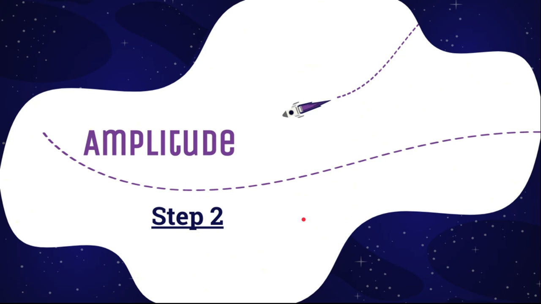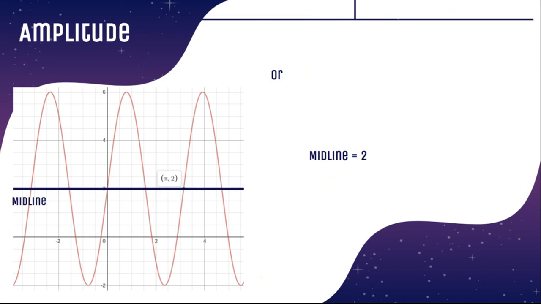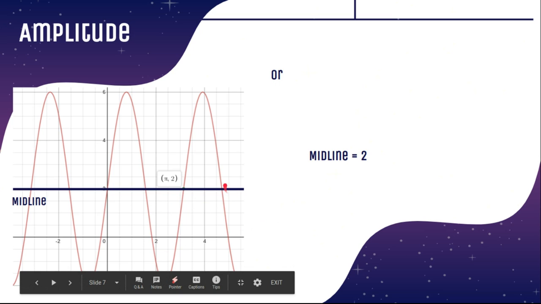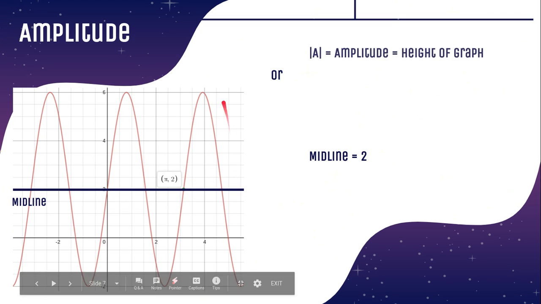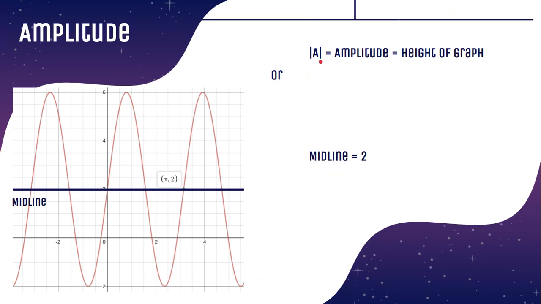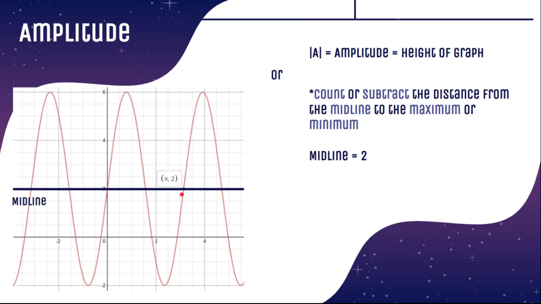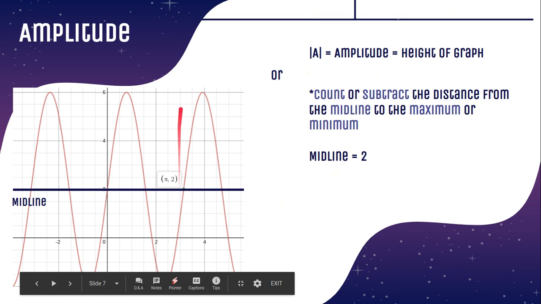Now, step 2, the amplitude. Now that we know the midline right here, we can now find the amplitude, which is the height of the graph. Going back to the basic sine function, the a located in front of the sine or the cosine will be equal to the amplitude. But seeing as this is a graph, we must use a different method in order to find the amplitude. Instead, we will use the midline and measure the distance from it to either the minimum or to the max.